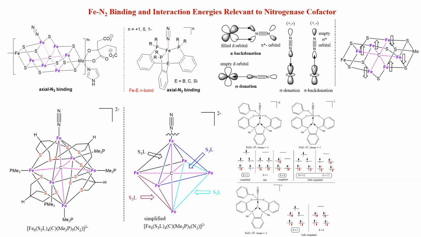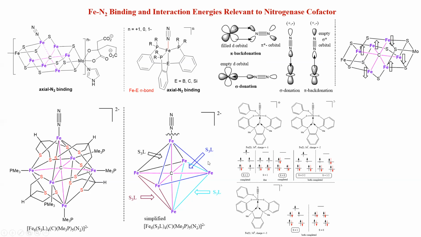Then we tried to do EDA-NOCV calculations. We found, in some papers we have published, that the role of this carbon atom is not much, it's very little. And another thing we found is that the iron bond is mostly a back donation bond, 70% or like 60%, and the donation from nitrogen is very low. Okay, I'll talk to that.